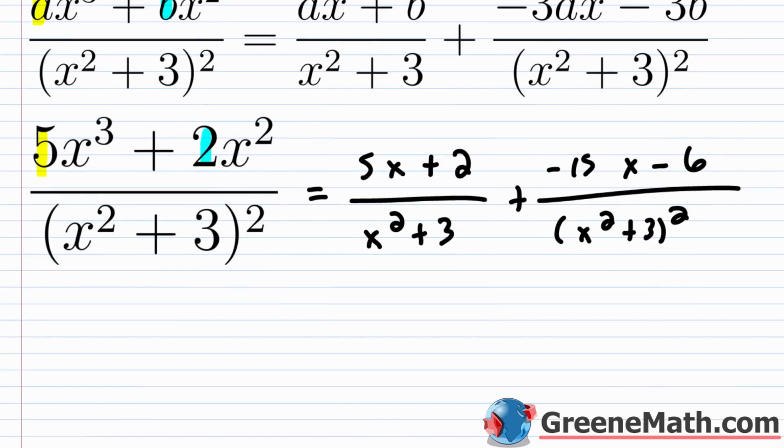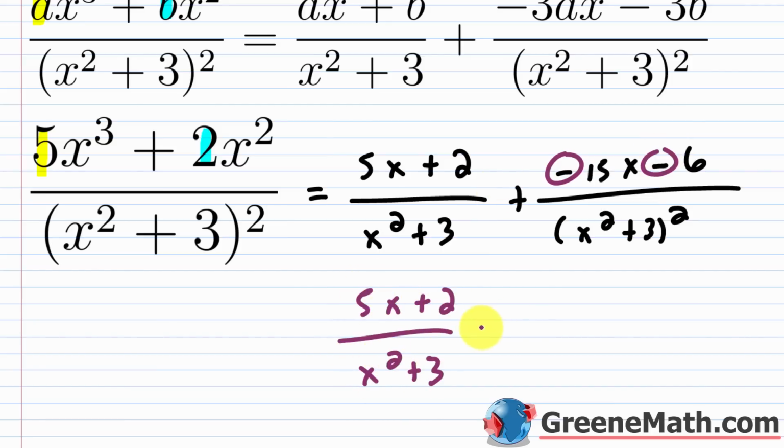You might see it written differently if you did this problem in a textbook. Again, you could factor out the negative. So this can come out if you want. So you could say this is 5x plus 2 over x squared plus 3. This can come out. So you can say it's minus 15x, and then you'd have plus 6. Over the quantity x squared plus 3, and this is squared.